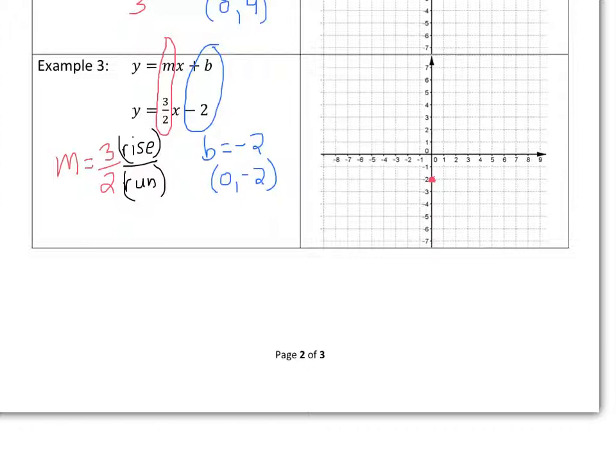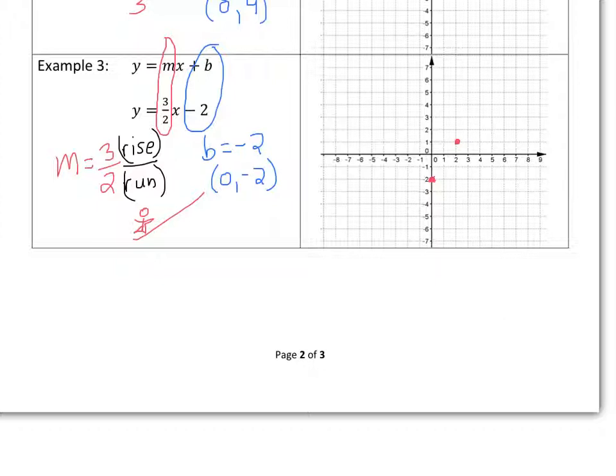Now, we have a positive slope. A positive slope is walking uphill, so remember that our line should be walking uphill, and we're going to rise 3 from this y-intercept point. 1, 2, 3. Let me show that with a pointer. So 1, 2, 3, and then over 2. 1, 2. So we've got a point right here.